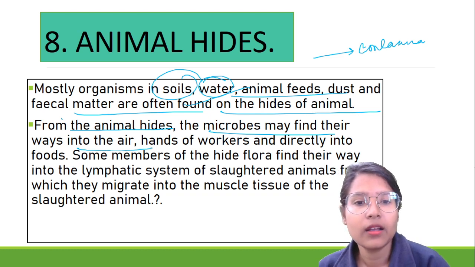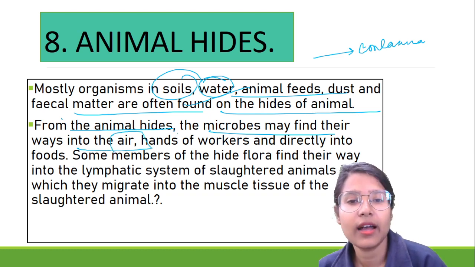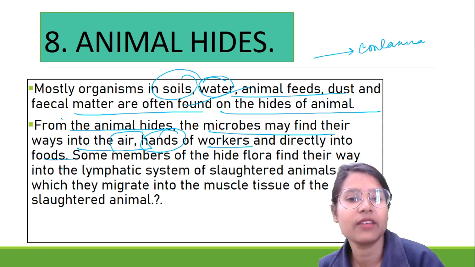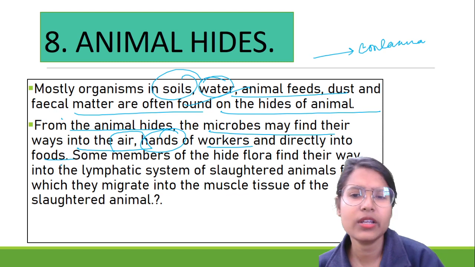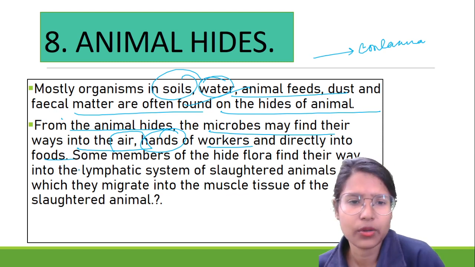Right, next one is that from the animal hides the microbes find their way into the air. Microbes can get into the air, onto the hands of our workers, directly into the food. Like air में गया, air से या the hands of the workers में गया और easily one place to another place transfer हो गया, travel हो गया.